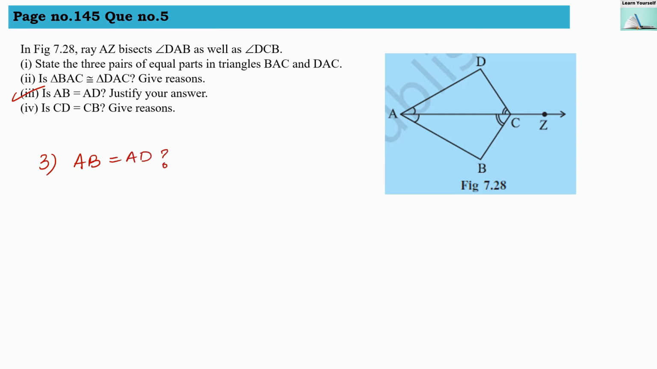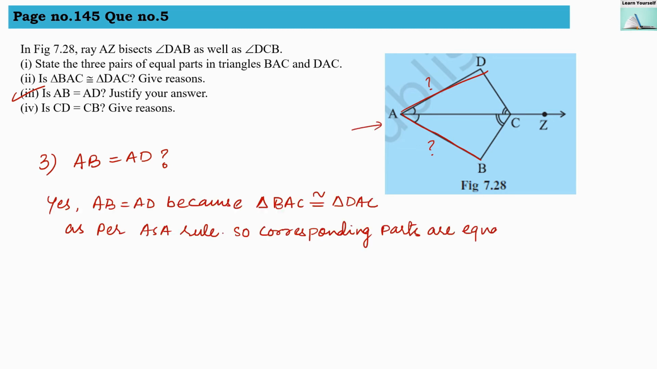So where is the AB? This is AB and this is AD. These two sides are equal or not? So yes, these two sides are equal because these two triangles are congruent with each other. And because of this congruence, the corresponding parts are equal. That's why AB equals AD.